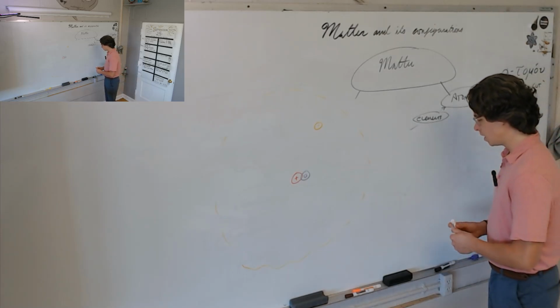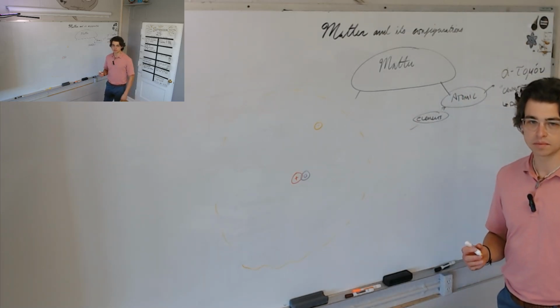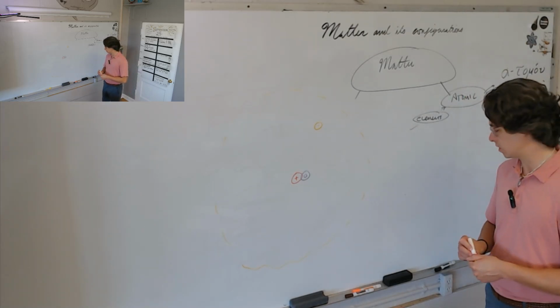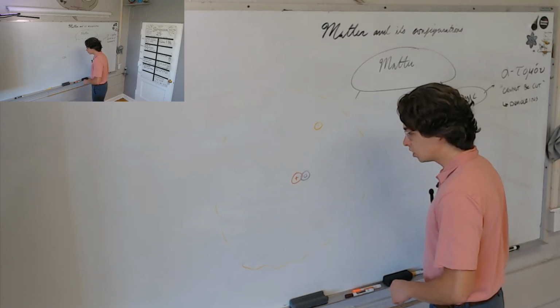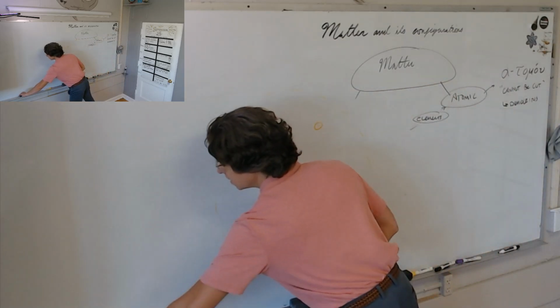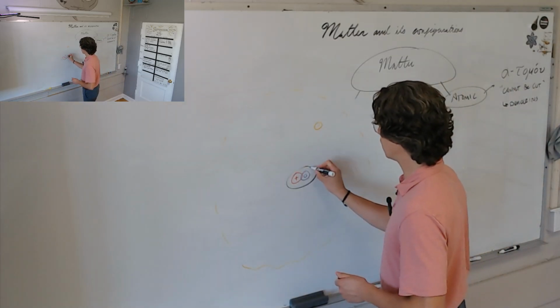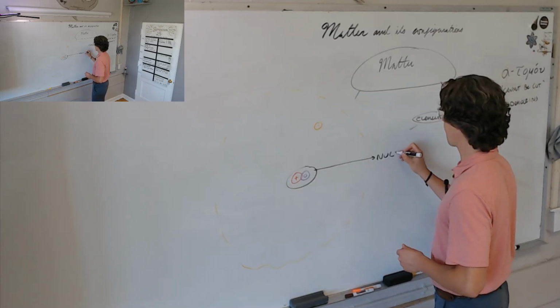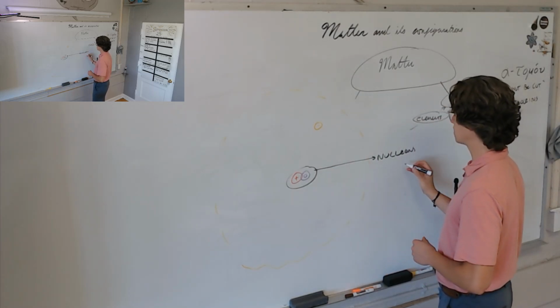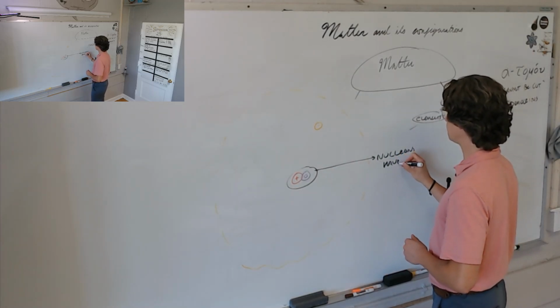Which of these two particles have mass? I'm sorry, which of these three particles have mass? Yeah, the nucleons have mass. The ones in the nucleus. These ones are nucleons. They exist in the nucleus, and they have mass.